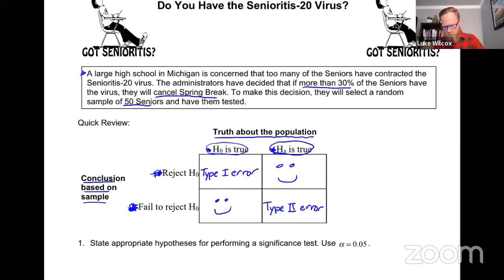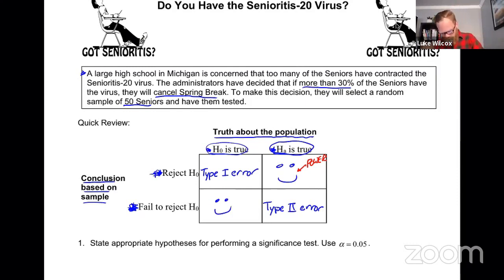Now, we do have a special name for this one in the top right. This particular smiley face that we have here is what's called the power of the significance test. And we're going to talk a little bit more about that at the end of the activity today. But I want to start by thinking about this type 1 error and type 2 error. And so one of the ways to remember the definitions is to know this chart. Right? You can see this chart.